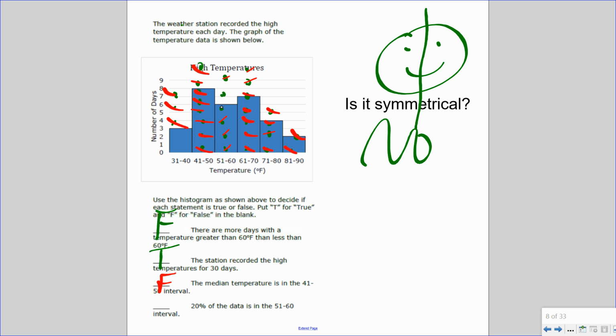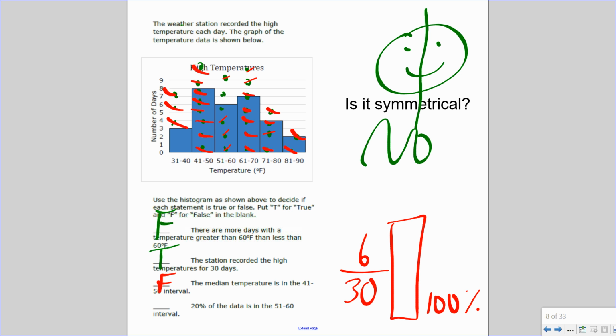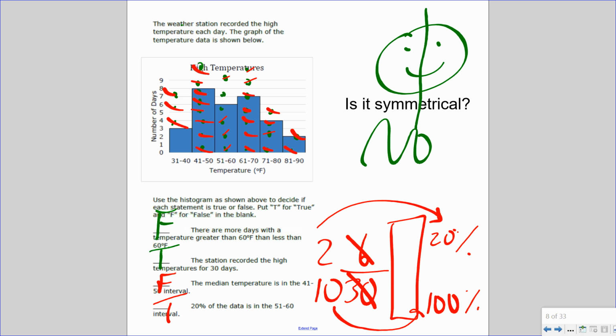In 51 to 60, we have 6 out of 30. And 100% goes here, 20% goes here. Is this true or not? Can you simplify 6/30? If you divide both numbers by 3, you get 2/10. Can 10 go into 100 times 10? Can 2 go into 20 times 10? That is true. 20% of the information is between 51 to 60.